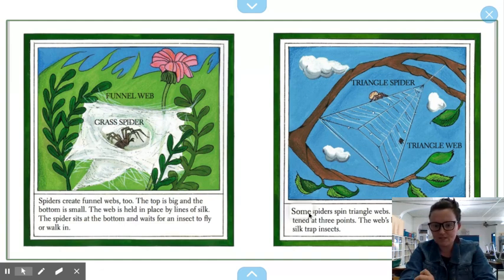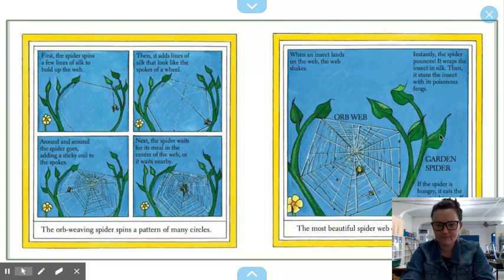Some spiders spin triangle webs. A triangle web is fastened at 3 points. 1, 2, 3. The web's bands of dry and sticky silk trap insects. So we got the triangle web and the triangle spider. And then there's a grass spider. All right, so we've got all different kinds of stuff.